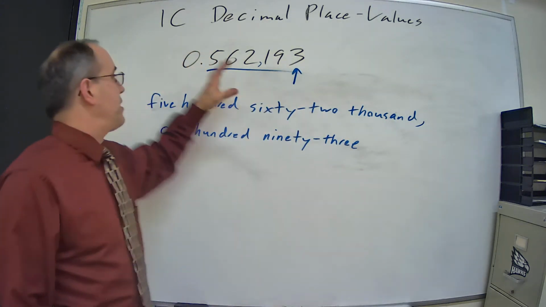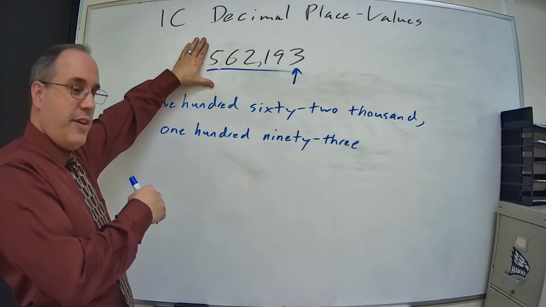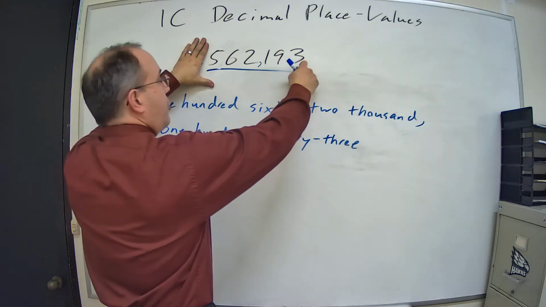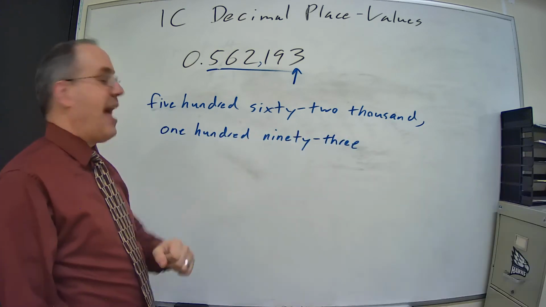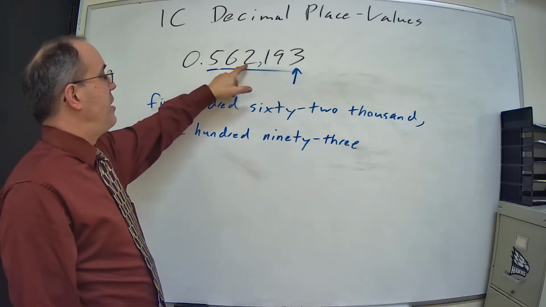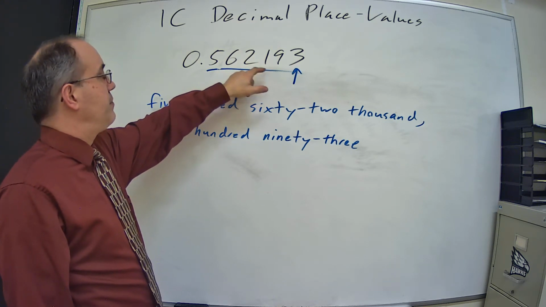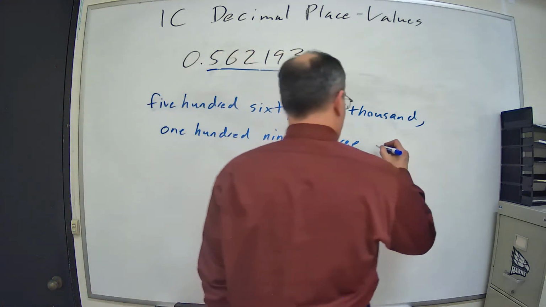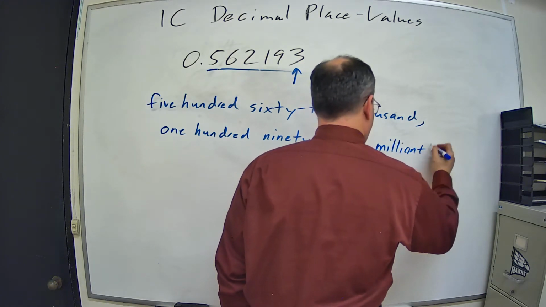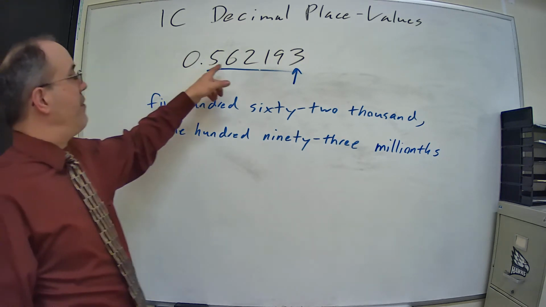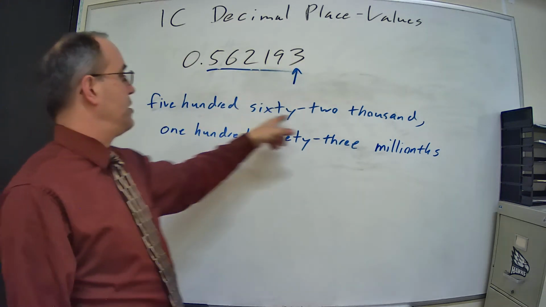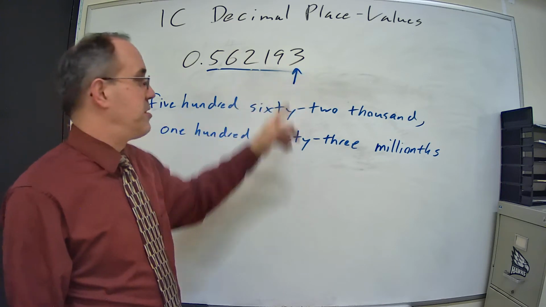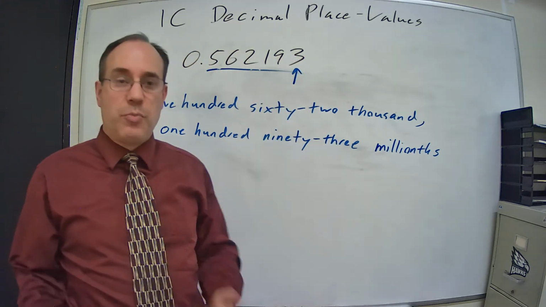So we look at that right there. So basically we ignored the decimal point and anything to the left of it, and read this as a whole number, and then we look at the rightmost place value, and we're going to add that on. So that's tenths, hundredths, thousandths, 10,000ths, 100,000ths, millions, and so we put millions. 562,193, tenths, hundredths, thousandths, 10,000ths, 100,000ths, millions. Millions. So we just use that rightmost place value.